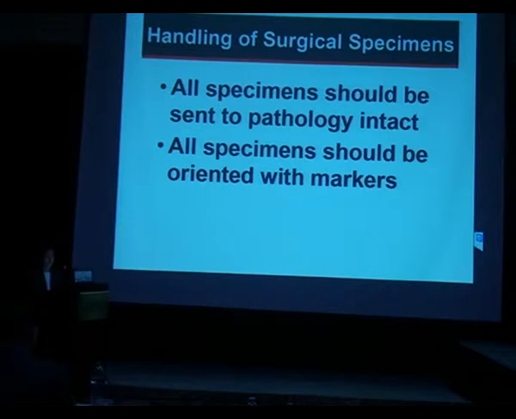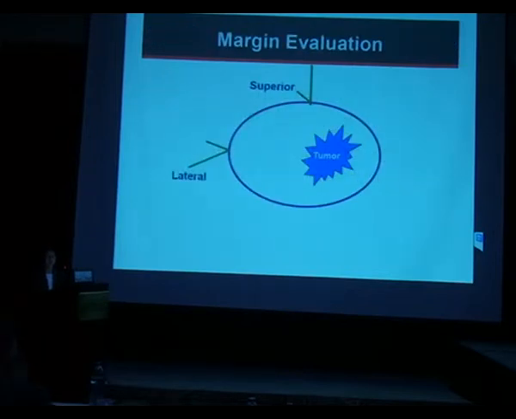All specimens should be sent to pathology intact. I know we have our surgery colleague here. This really has to be a major message to all surgeons. We really do not want to receive specimens when they are sectioned. And all specimens should be oriented with markers. And it really is not that important whether it is going to be a suture or clips. Whatever works between surgery and pathology is okay.